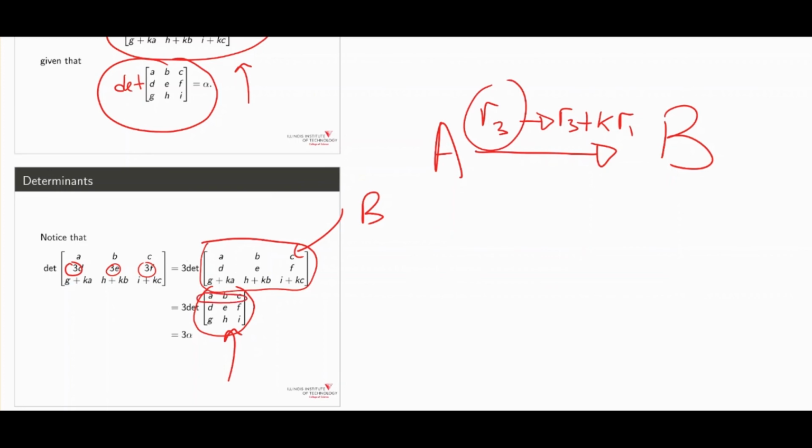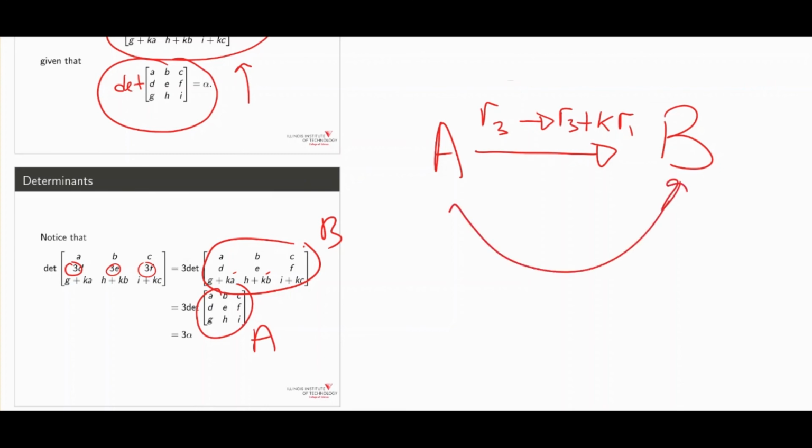So this is the first row, you take K times of it, you have KA, KB, KC, and you get to this matrix B. So this is matrix B, and this is matrix A. And because B is obtained by doing these row operations to A, the property says that the two determinants are actually going to be the same.